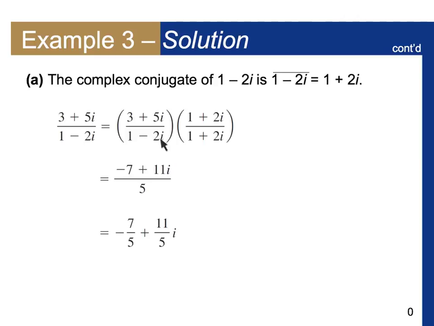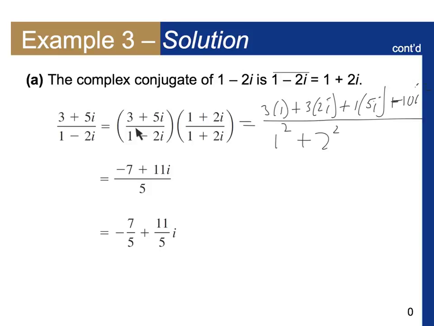So the complex conjugate of this is 1 plus 2i. We just change the sign of the imaginary part. Okay, keep this the same, and multiply the top and the bottom times that complex conjugate. So the complex conjugate of 1 minus 2i, we put that bar over it to represent complex conjugate, is just 1 plus 2i. Okay, when we FOIL this, on the bottom we get 5, and on the top we get minus 7 plus 11i.